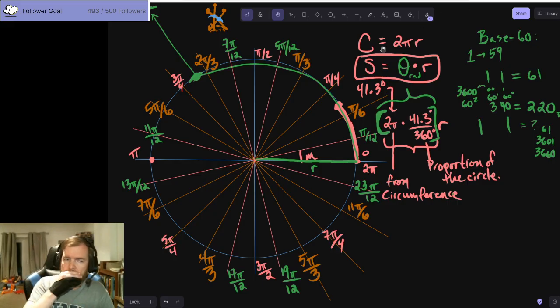So yeah, the base 60 and therefore 360 degree system is essentially arbitrary. It doesn't matter what number you're picking there.